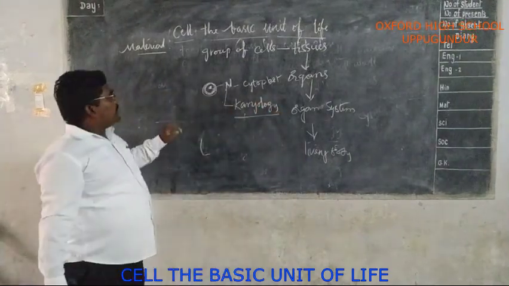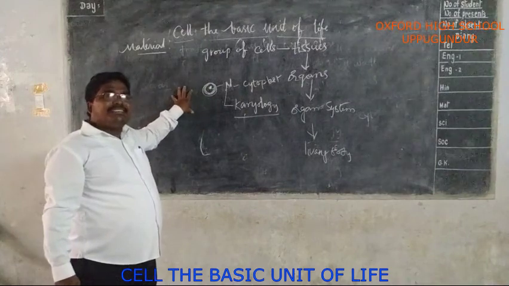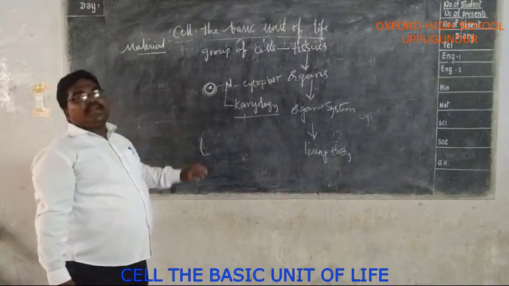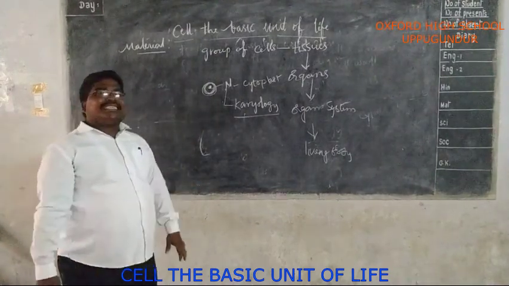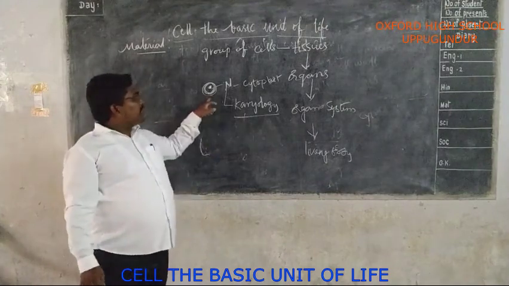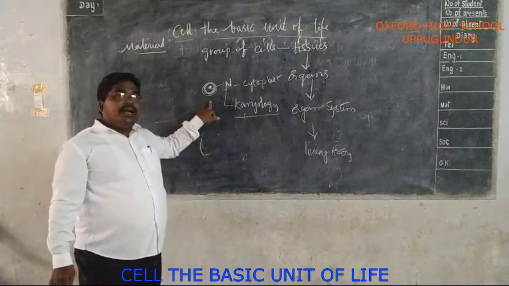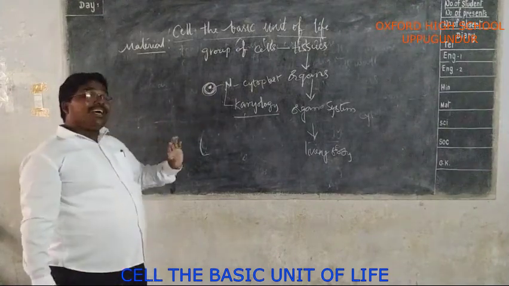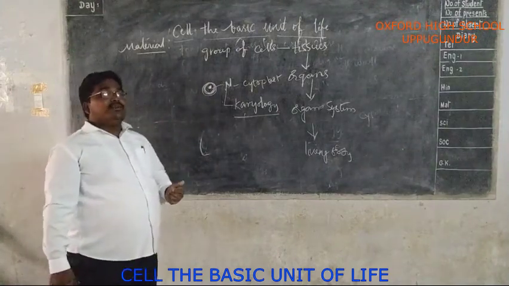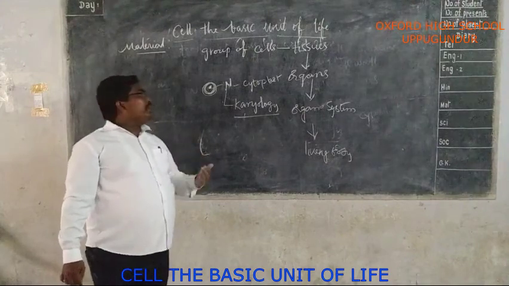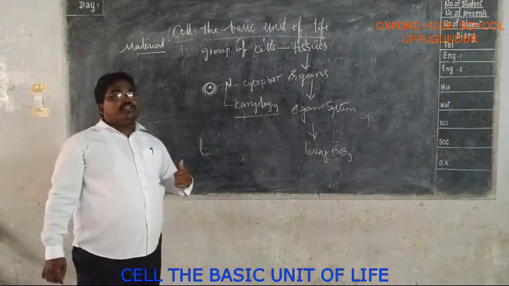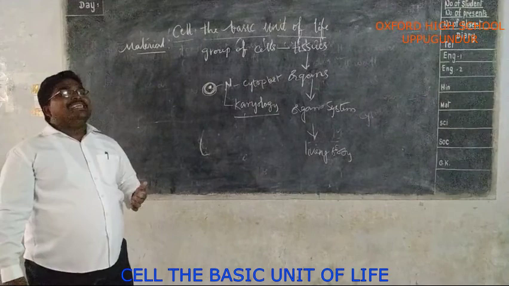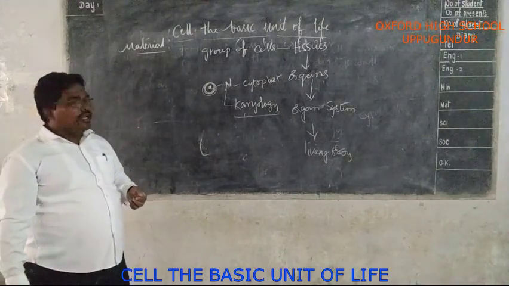So, karyology. The nucleus determines the characteristics of an organism. What are the characters that you have? These are exhibited or controlled by the nucleus. Characters are governed by this. Okay, characters are controlled by the nucleus. It is also involved in the process of cell division.